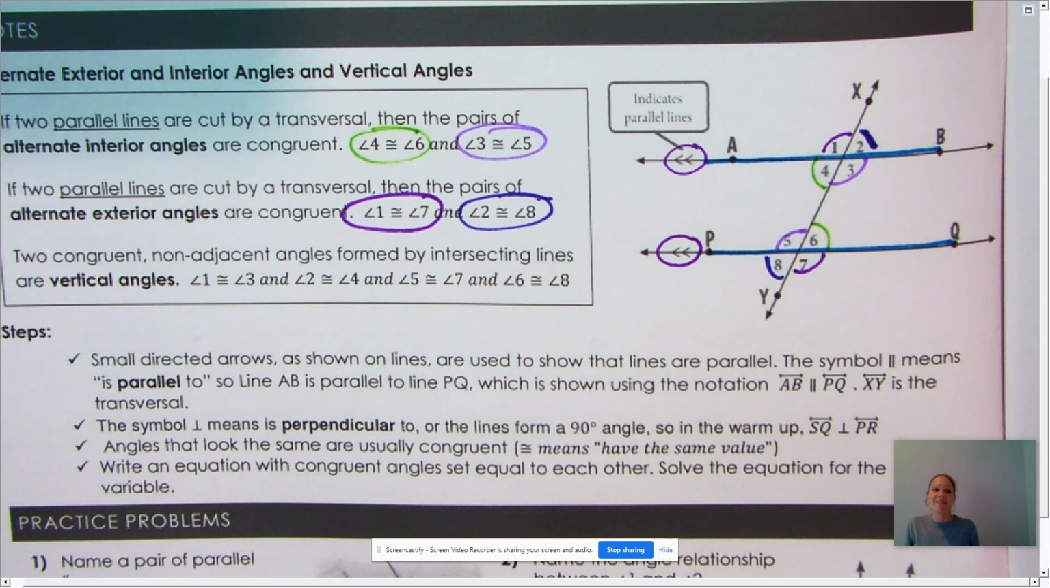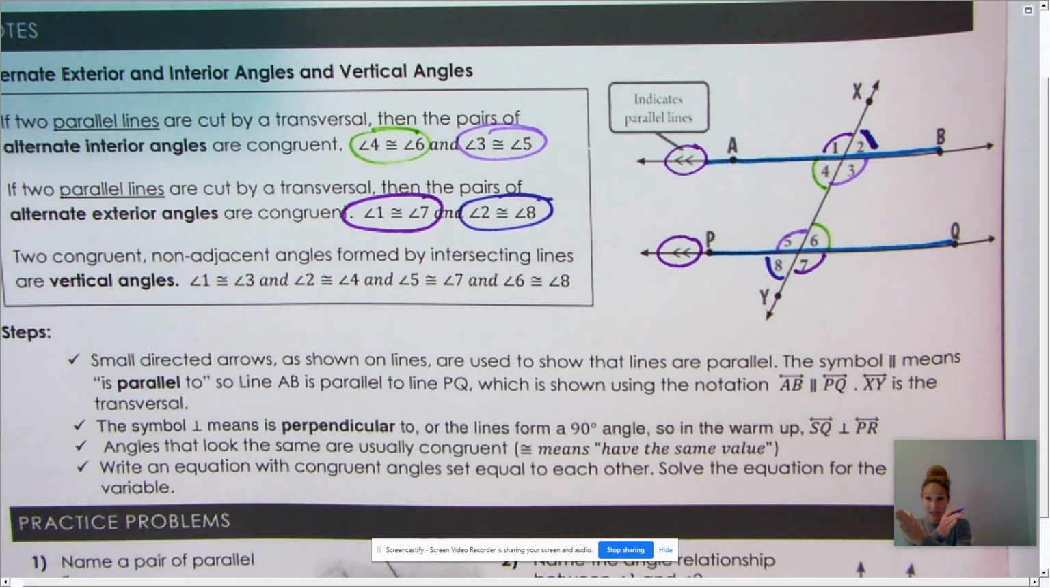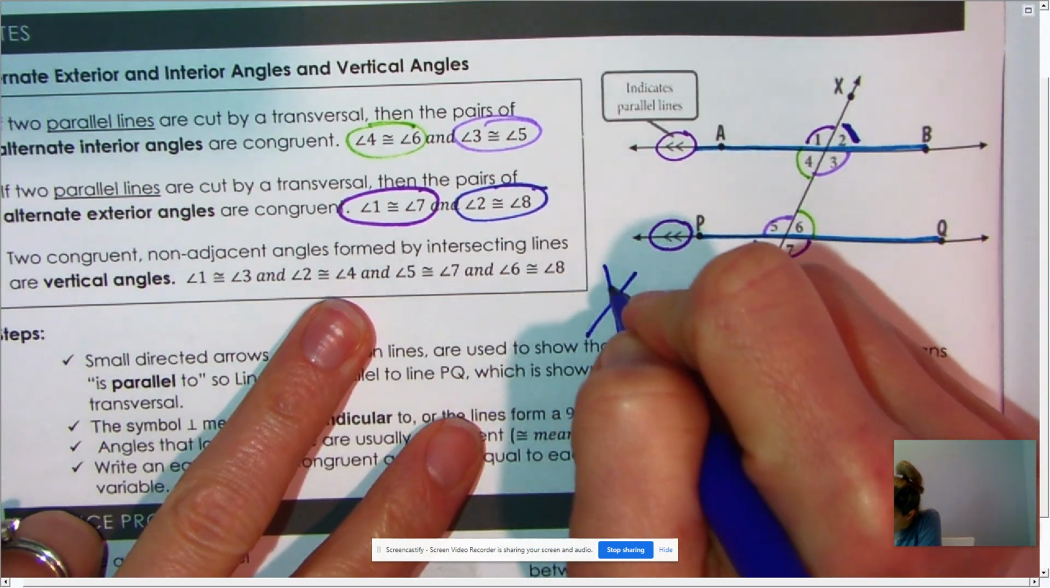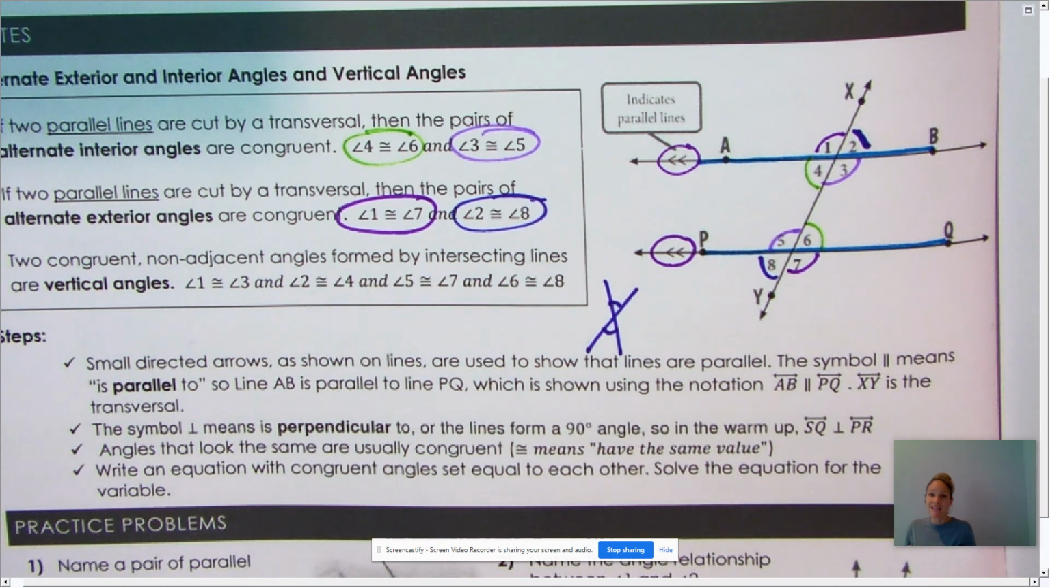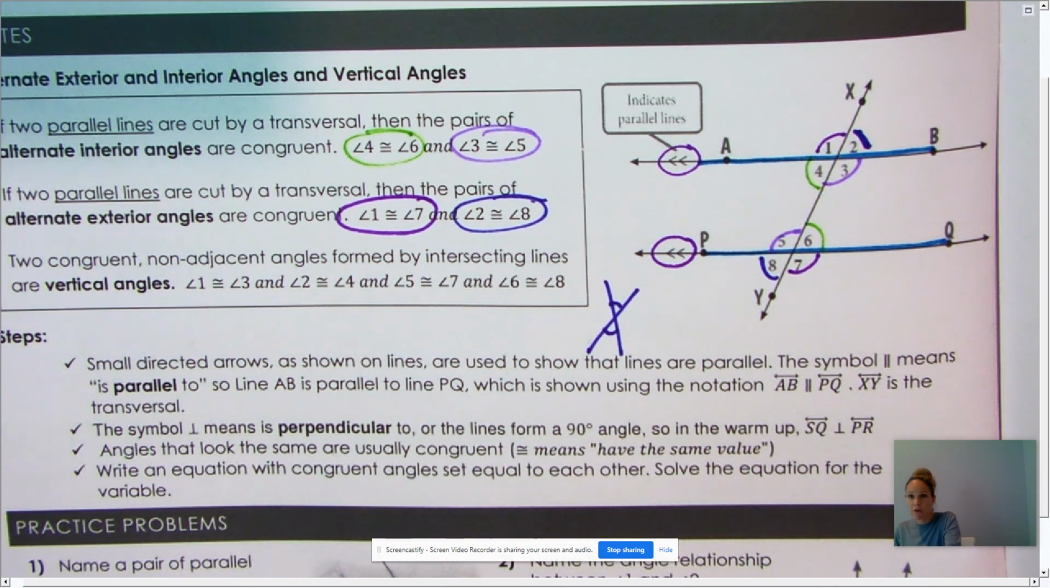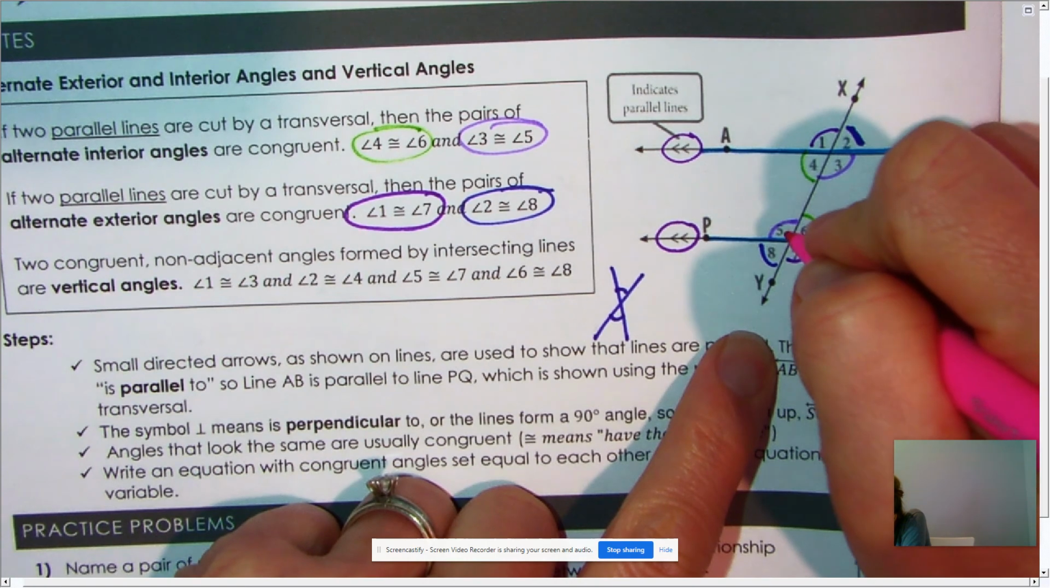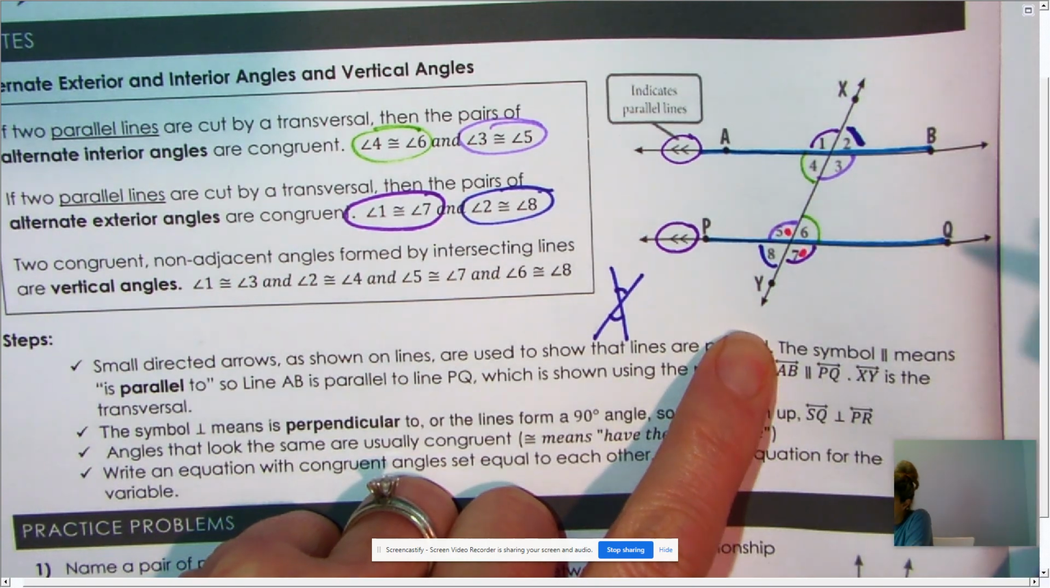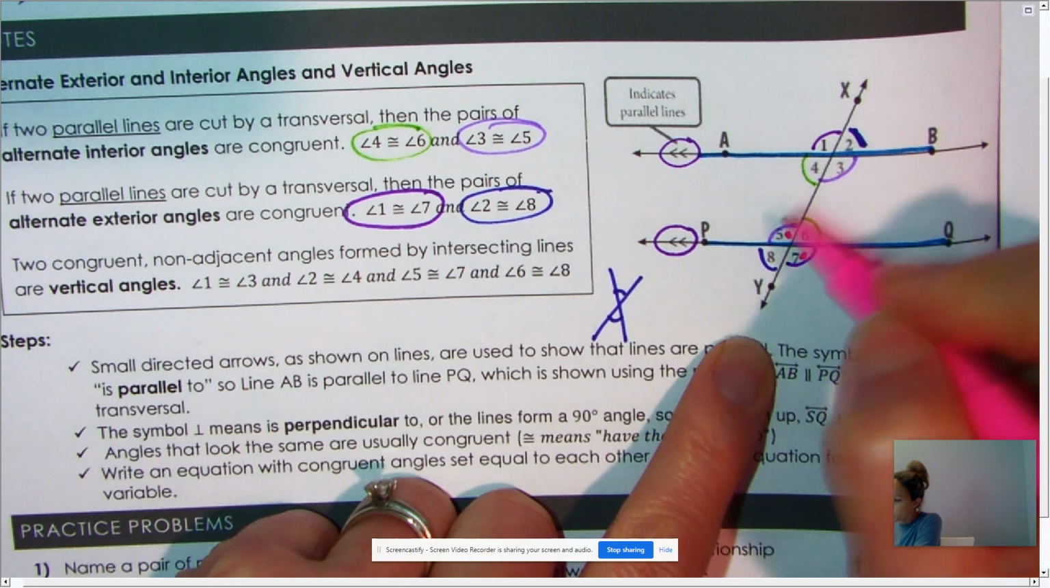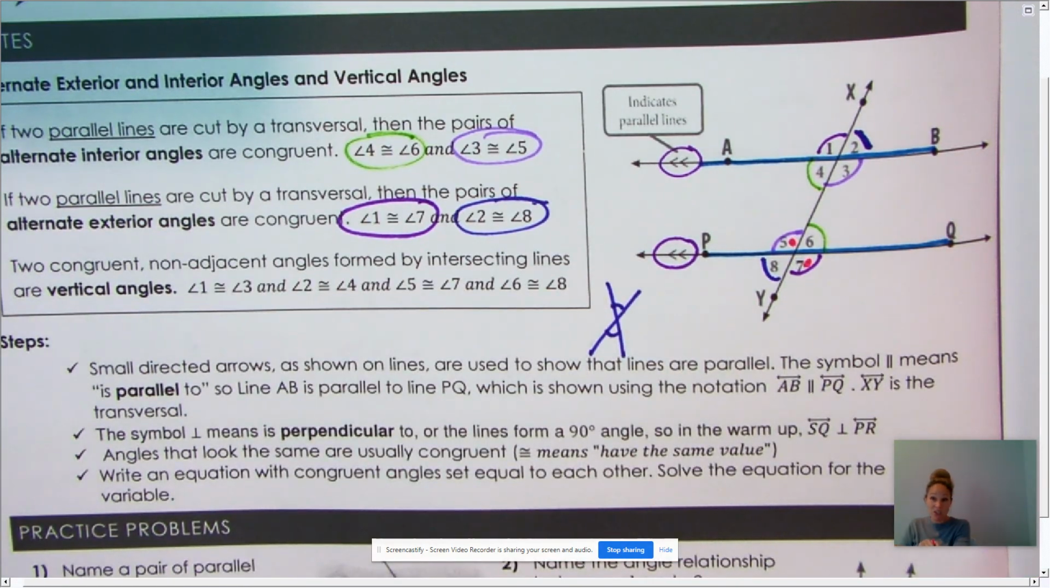exterior angles. If you have two congruent non-adjacent angles formed by intersecting lines, those are vertical angles. So vertical angles are basically any angles that are formed by an X and they meet just at the point. Okay, so for example, that one and that one would be vertical angles. So there's lots of pairs of vertical angles on here. So if I was saying what's a vertical angle with 5, it would be number 7. 6 and 8, 1 and 3, 4 and 2. Anything that makes an X and they touch only at the point. They don't share a side.